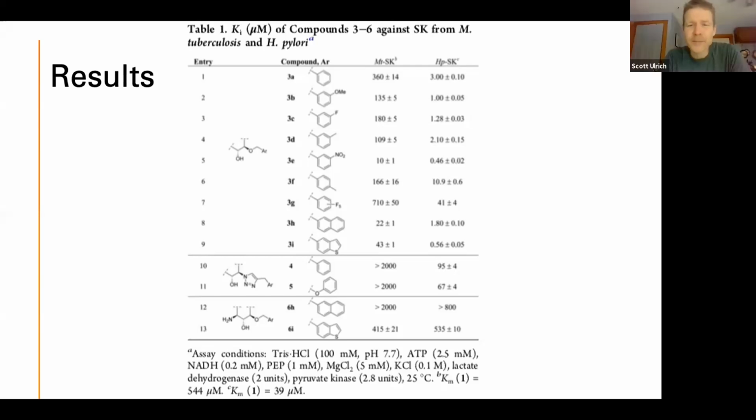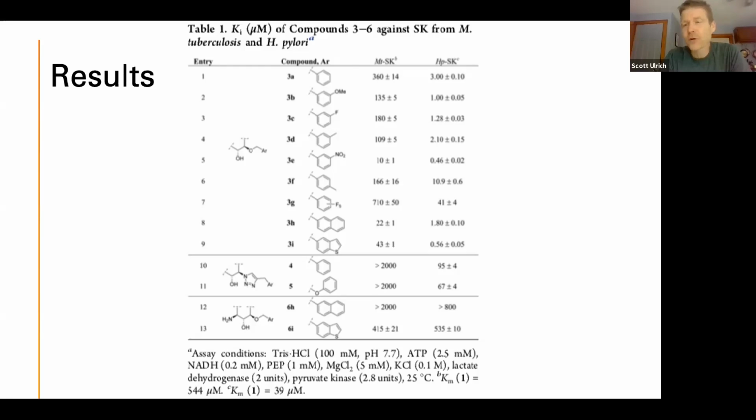What's the best compound? 3E. How would you characterize 3E? Can I give it a shot? Sure. Does it have to do with like a withdrawing group? It does. I mean, like a withdrawing substituent, I mean?